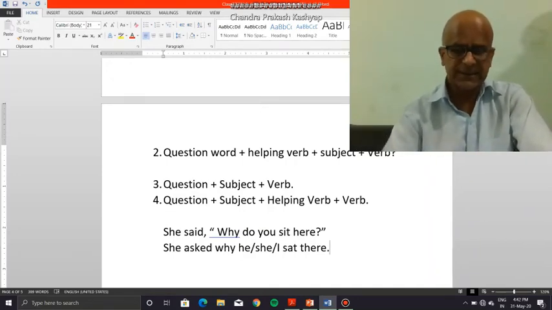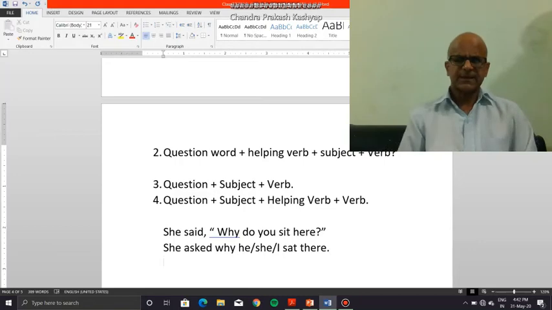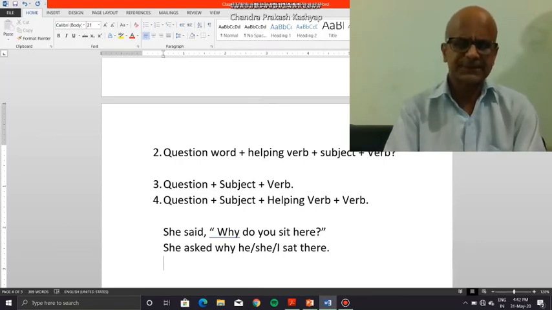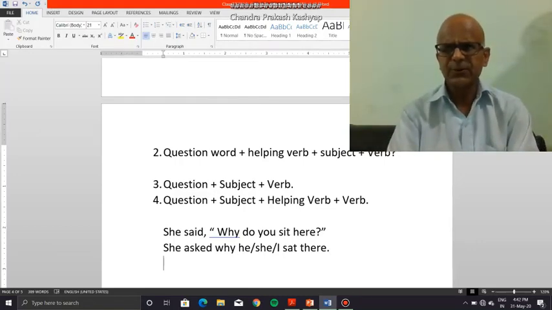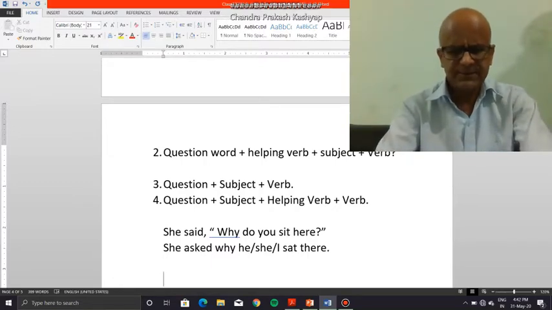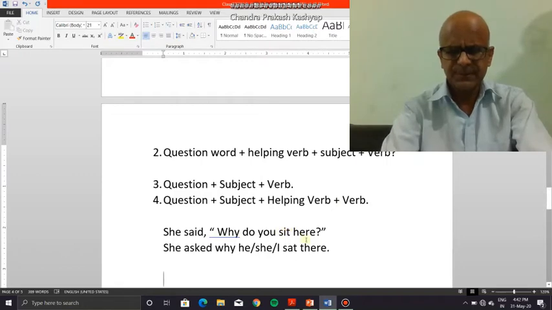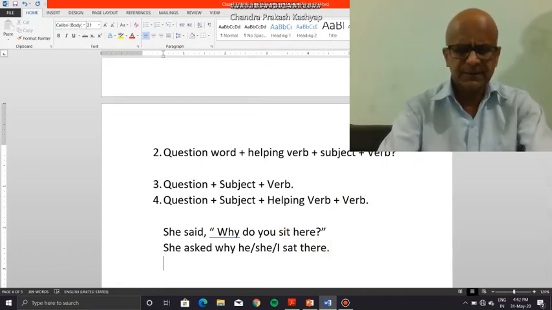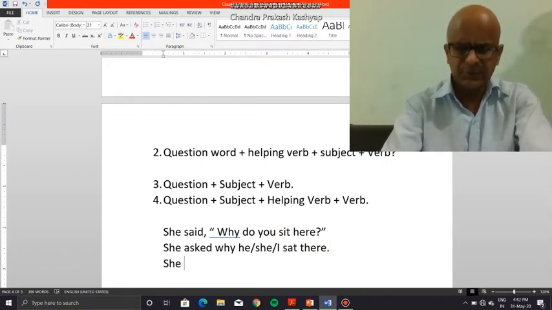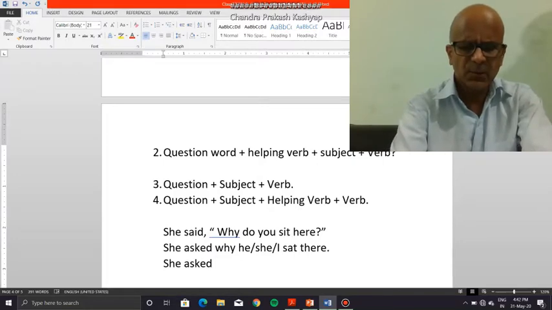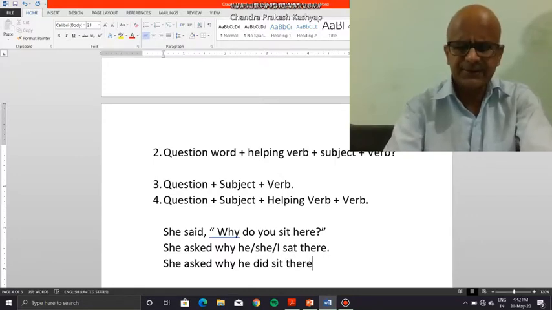But in case the object is understood, the grammar rule says I take the object as myself. This is the rule. So you see, do sit. This is one way. You may be prompted to express yourself in this manner also. She asked why he did sit there.